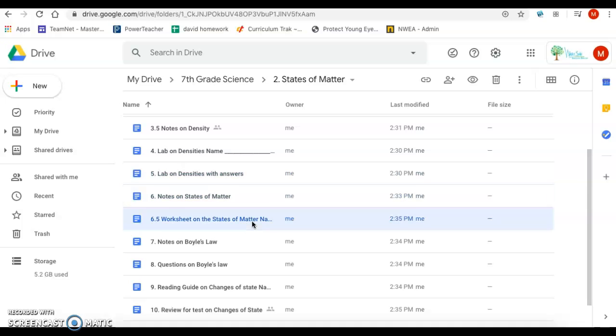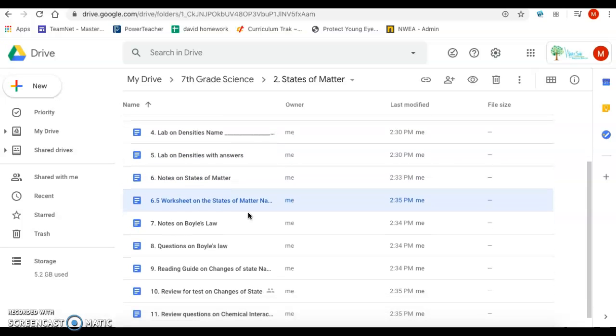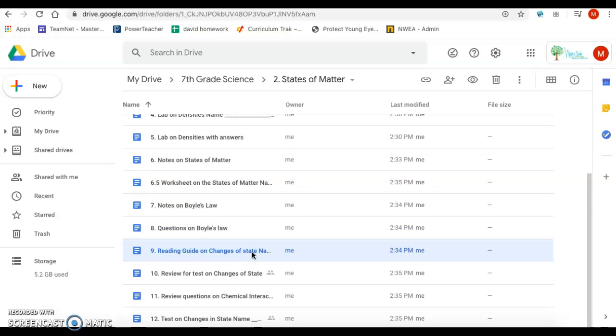Notes on the different states of matter, worksheet, homework on the states of matter, notes on Boyle's Law, questions on Boyle's Law, reading guide on changes of state, review for the test. So this one's going to be vocabulary, review questions, and then the test. So it's all laid out.